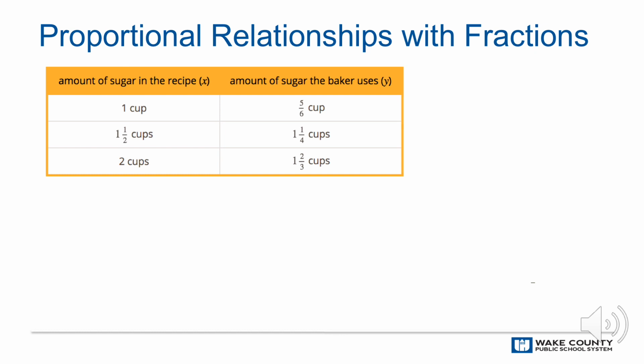Students will be learning about proportional relationships that involve fractions and decimals. For example, a baker decides to start using 1/6 less than the amount of sugar called for in each recipe. If the recipe calls for 2 cups of sugar, the baker will leave out 1/6 times 2, or 1/3 cups of sugar. That means the baker will only use 1 2/3 cups of sugar.